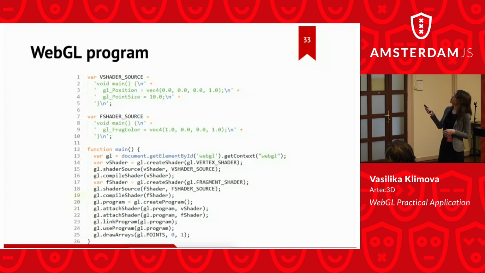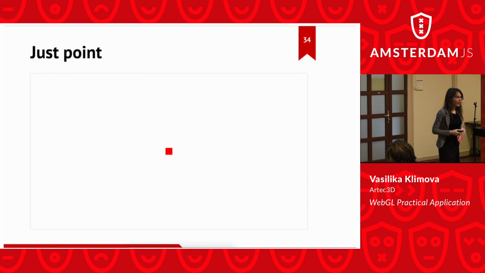And what do we use the main function in JavaScript for? It creates shaders, compiles shaders, sets our program, and registers our WebGL program. And after this, we can draw what we can draw, our point. I wrote 26 lines to render just one point, one square point.